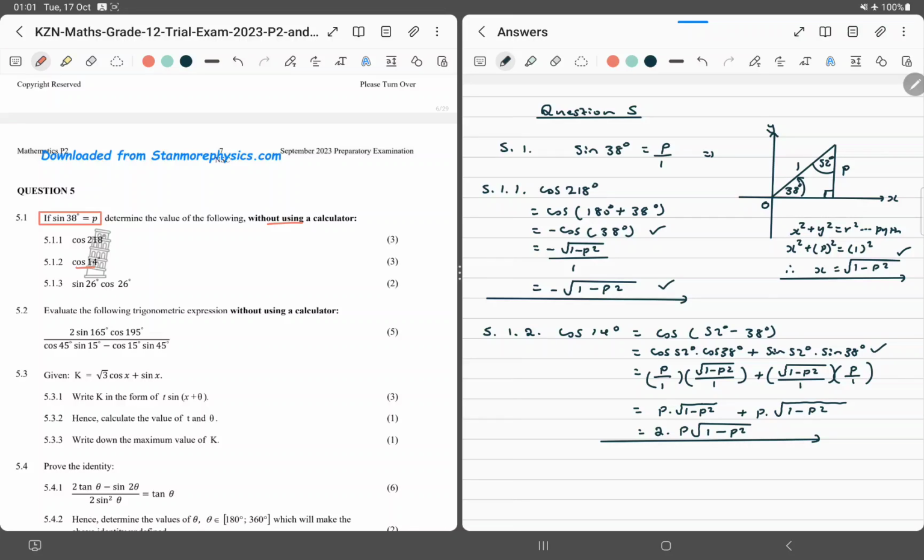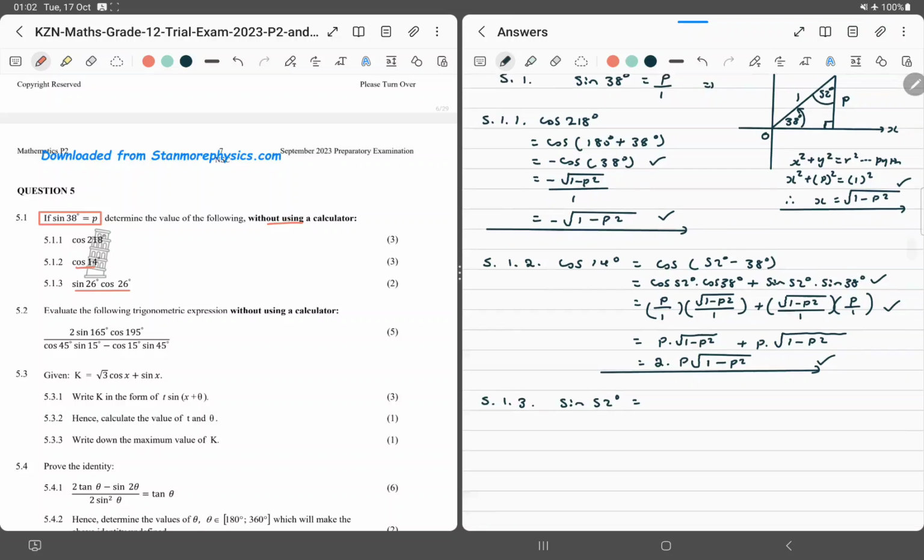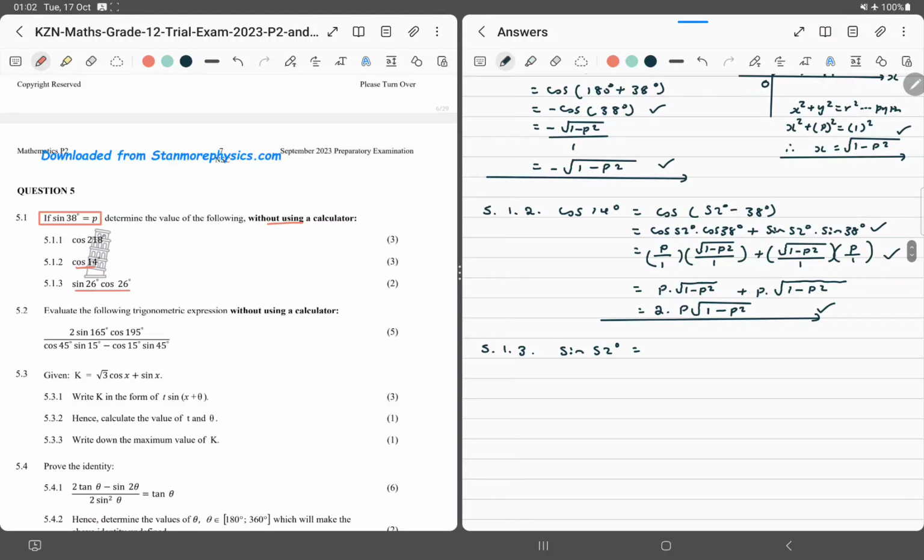So this expansion is important, essentially, and these substitutions are important in the final answer. Okay, easy. So 5.1.3 says sine 26 cos 26. This looks like some double angle of sine, but now what is 26? 26 is 52 in half. So this one could have been sine 52 degrees. When we use our double angle identities, it's going to be the same as sine of 2 into 26 degrees, right?